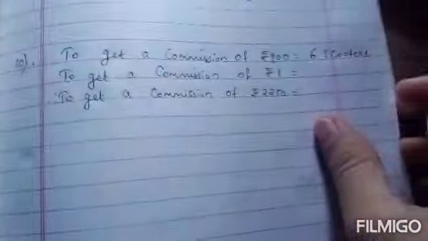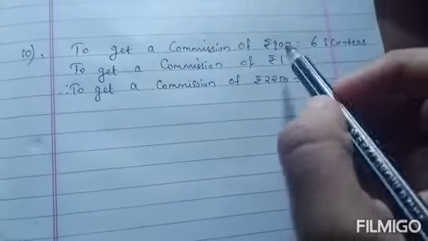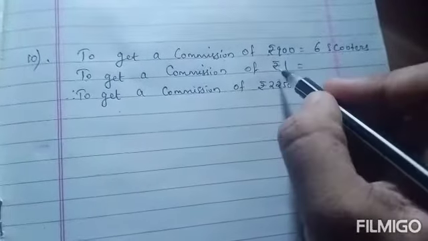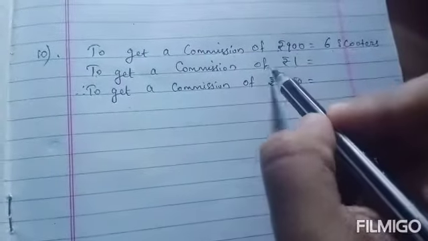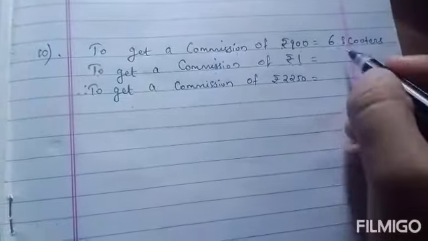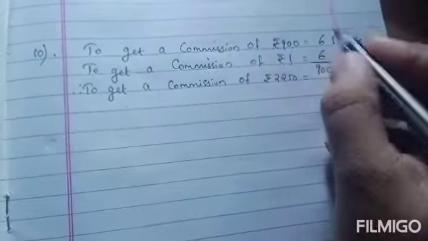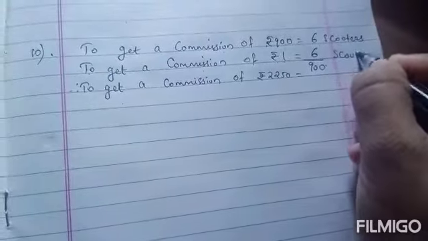So you can apply the unitary method for that. So to get a commission of rupees 900, he should sell 6 scooters. That is given in the question. So applying the unitary method, in place of rupees 900, you can write rupees 1. So to get a commission of rupees 1, he should sell 6 by 900. 900 you can take to the other side, so that will become 6 by 900 scooters.